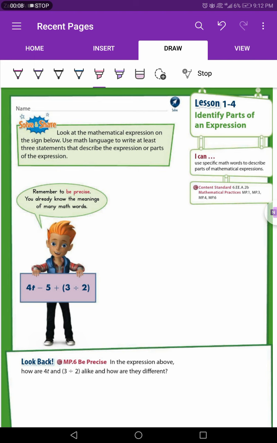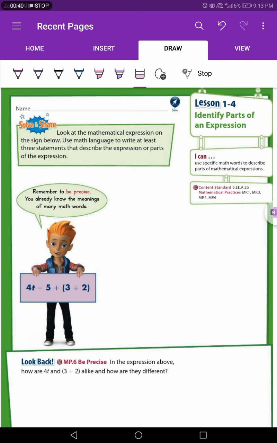Our lesson today is identify parts of an expression. Our objective is how I can use a specific math word to describe parts of mathematical expressions, and to solve the problem. Look at the mathematical expression on the sign below. Use math language to write at least 3 statements that describe the expression or part of the expression.